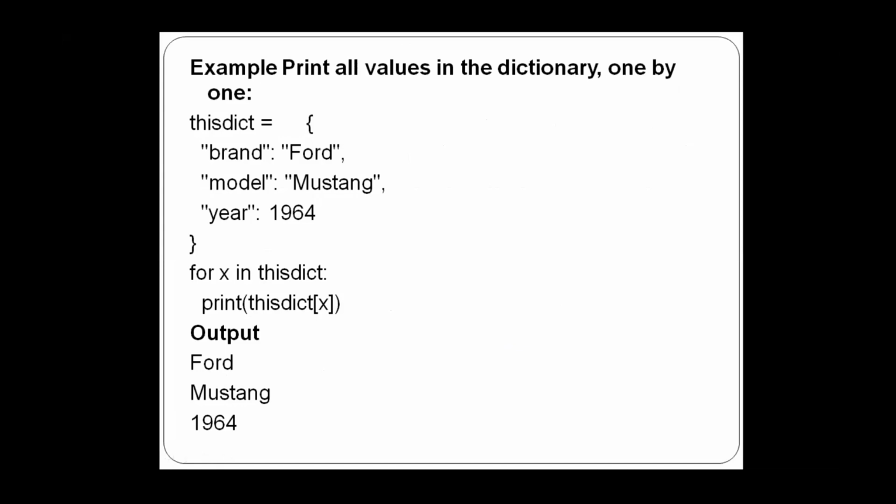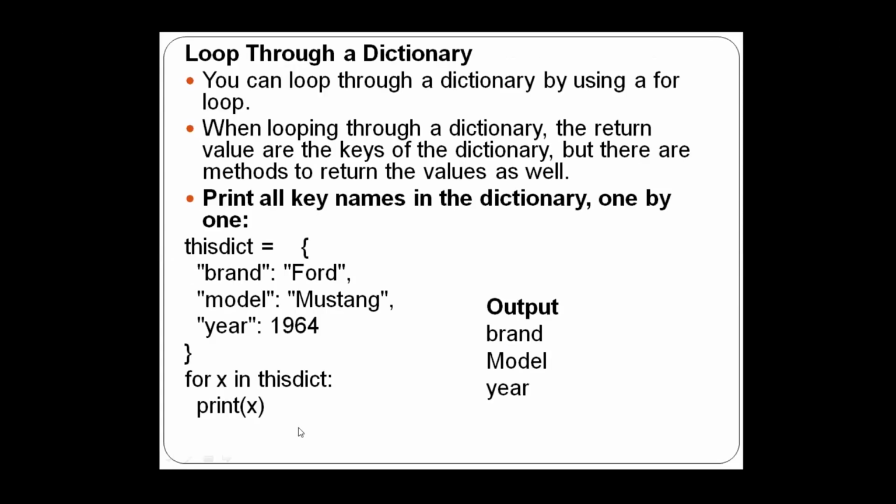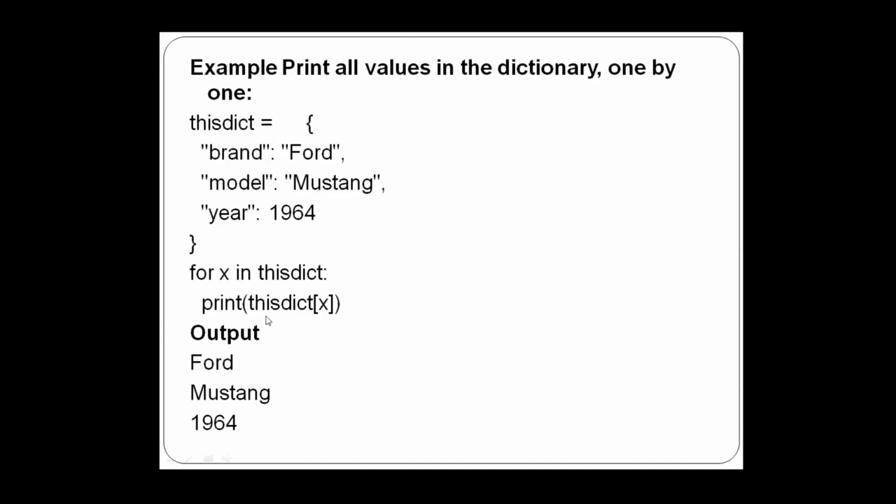Now, if you want to display the values in your dictionary, look at this for loop. Here it was simply print x, and now I make a small modification in my for loop, saying print of this dictionary of x. When I say dictionary of x, only the values will be displayed, whereas in your previous example only your keys were displayed.